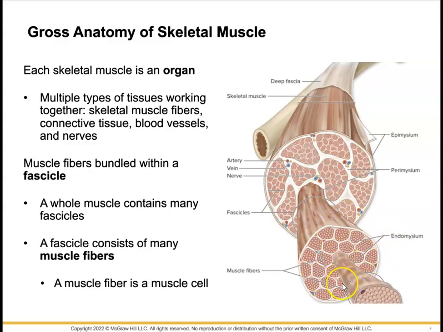Now, we wrap a bunch of those fibers together to form this structure, which is a fascicle. So a fascicle is made up of a bunch of muscle fibers wrapped together with connective tissue coverings. And then, of course, the muscle itself is a bundle of fascicles. Fascicles are a bundle of cells, and a muscle is a bundle of fascicles.